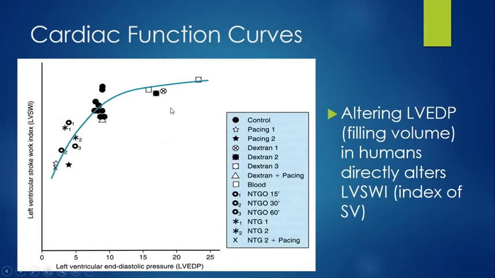This is a figure stemming from a study in 1975, and basically you have this relationship between left ventricular end diastolic pressure, right, and the amount of stroke volume that is ejected. So the higher the volume of blood and the higher the pressure at the end of diastole, ultimately the greater the stroke volume.